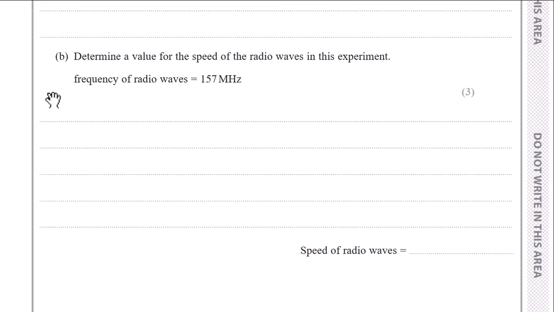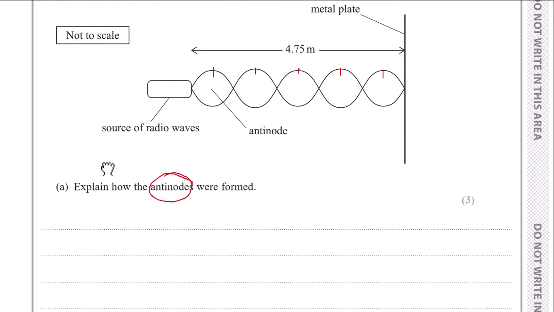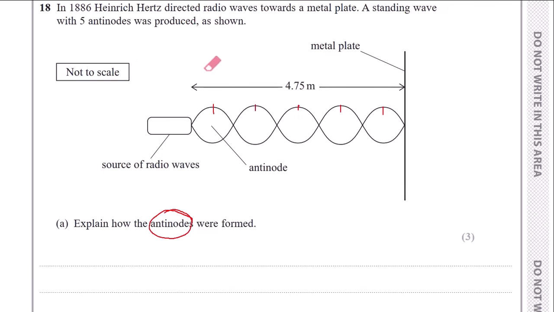Determine a value for the speed of the radio waves in this experiment. The frequency of the radio waves is given as 157 megahertz. So of course, when you put the values in the equation, you have to convert megahertz to hertz. But let's look at this. The whole section is 4.75 meters.